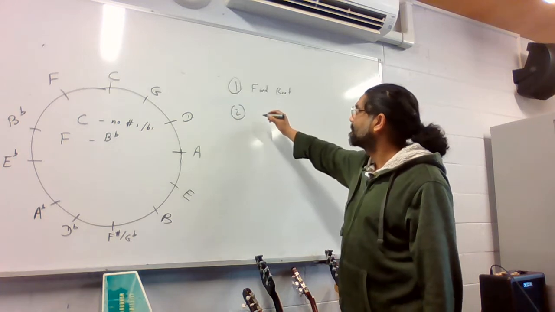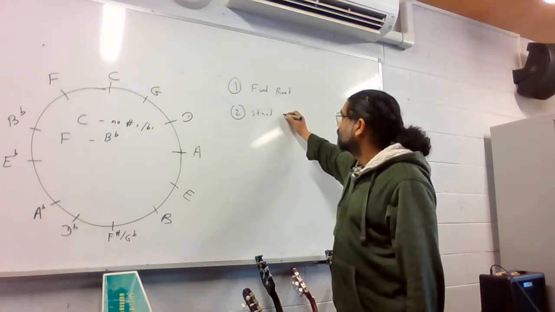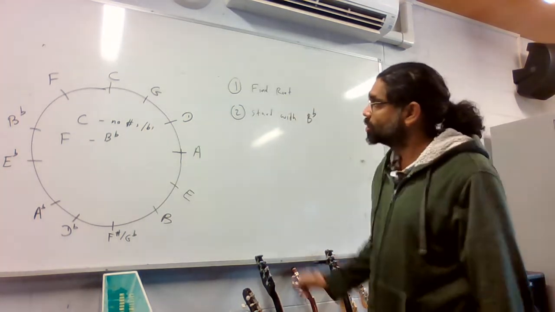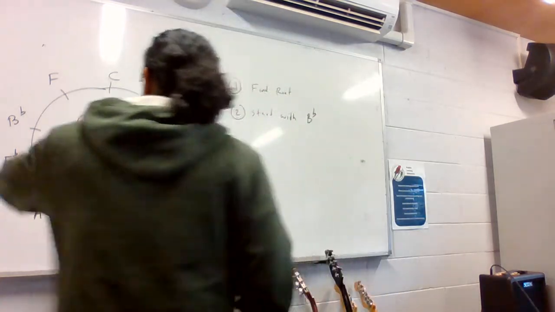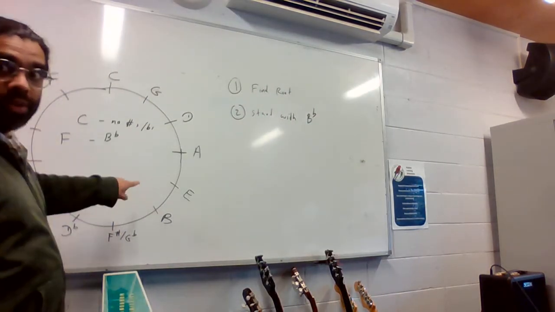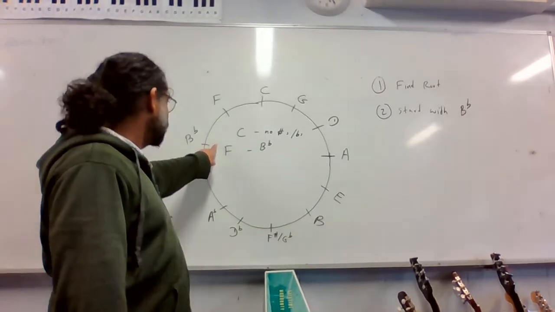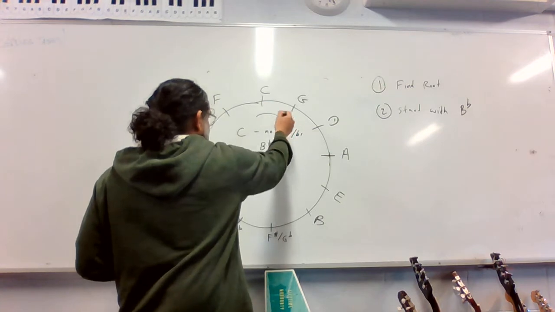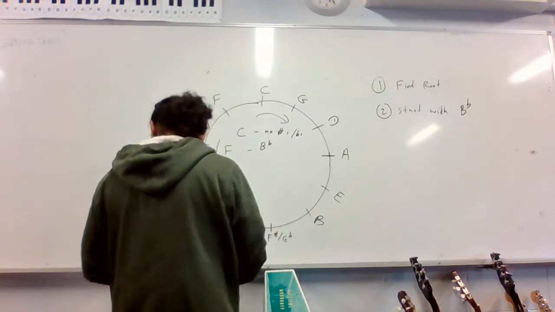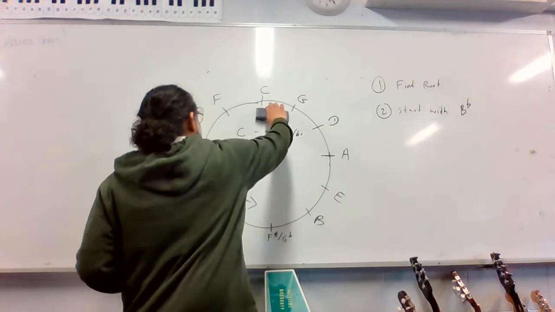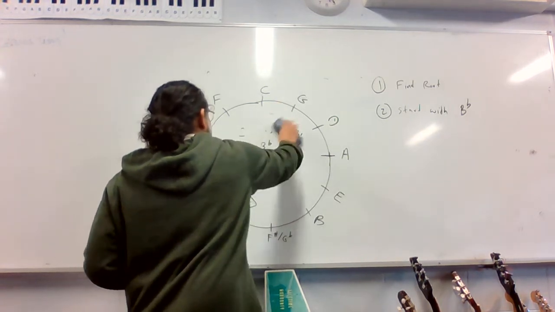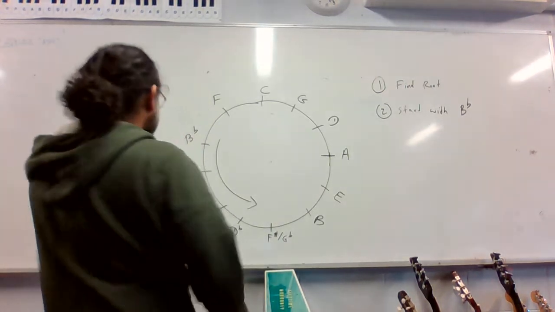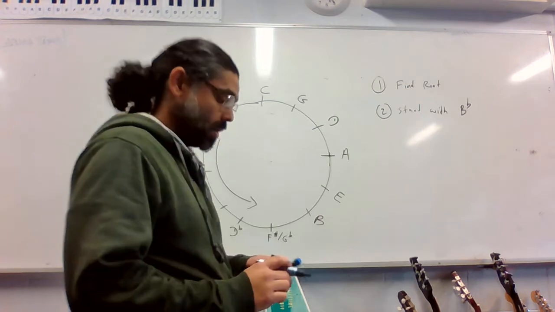Number two, start with B flat. Always start with B flat. See, with the sharp keys, we started with F and we went this way. With flat keys, we start with the B flat and we go this way. Get rid of that to avoid confusion. See that? So flat keys, we always go that way, starting on B flat.